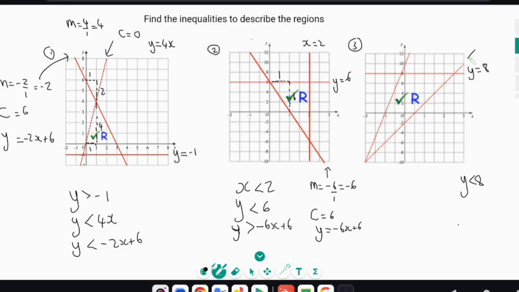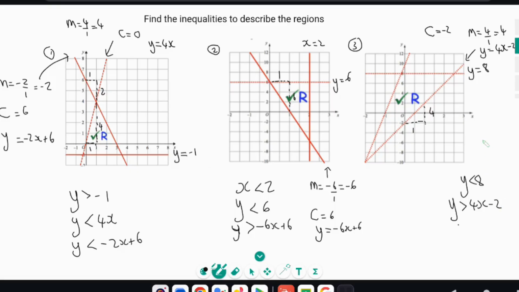Let's go with this one. The gradient, again, careful of the scale. So here, between 2 and minus 2 is 4, and across 2 boxes is 1. So your gradient is 4 divided by 1, which is 4. Your y-intercept is negative 2. So your equation is y is equal to 4x minus 2. The region is above the line. So y is bigger than 4x minus 2.